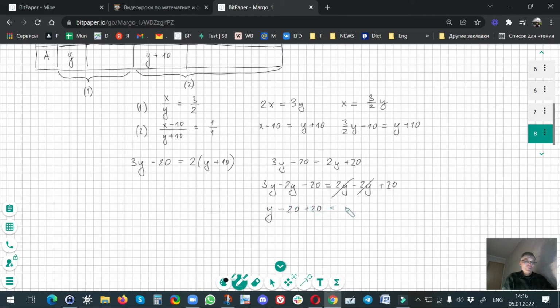Plus 20 is equal to 20 plus 20. And here it cancels. So what I have is an immediate answer. Y is 40. Y equals 40. And then I plug it into the equation for x, which gives me 3 times 40 over 2, which actually is 3 times 20, which is 60.